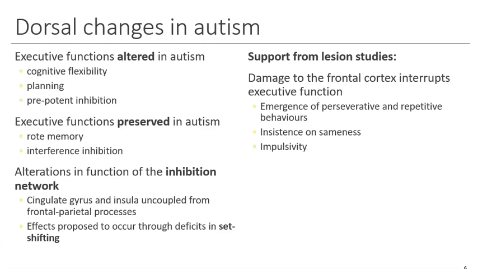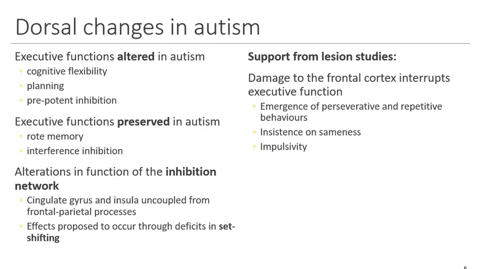So here we see executive functions are altered in autism. These are similar to what we've talked about in the previous lecture. So we see changes in cognitive flexibility, planning, and prepotent inhibition. Prepotent inhibition just relates to impulsivity and the ability to resist an impulsive behavior or thought.